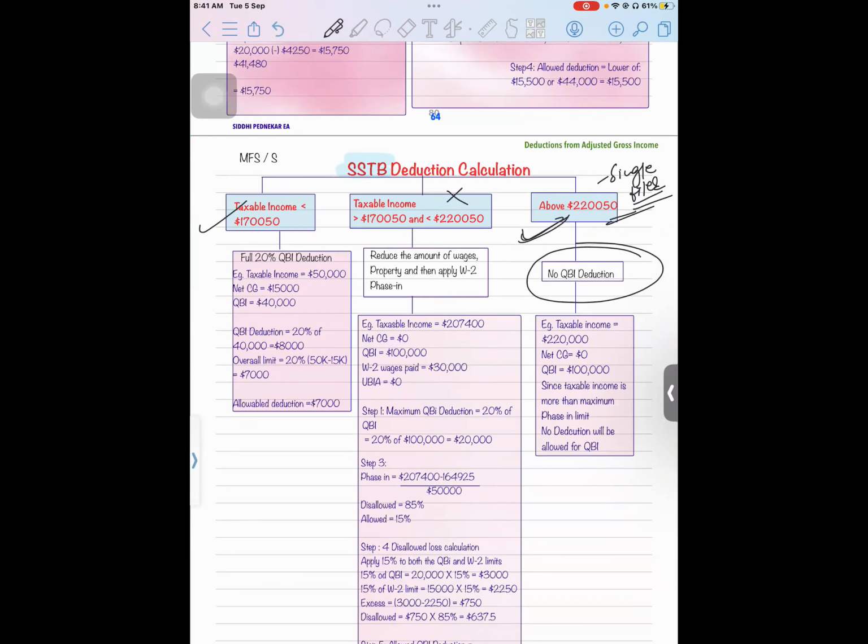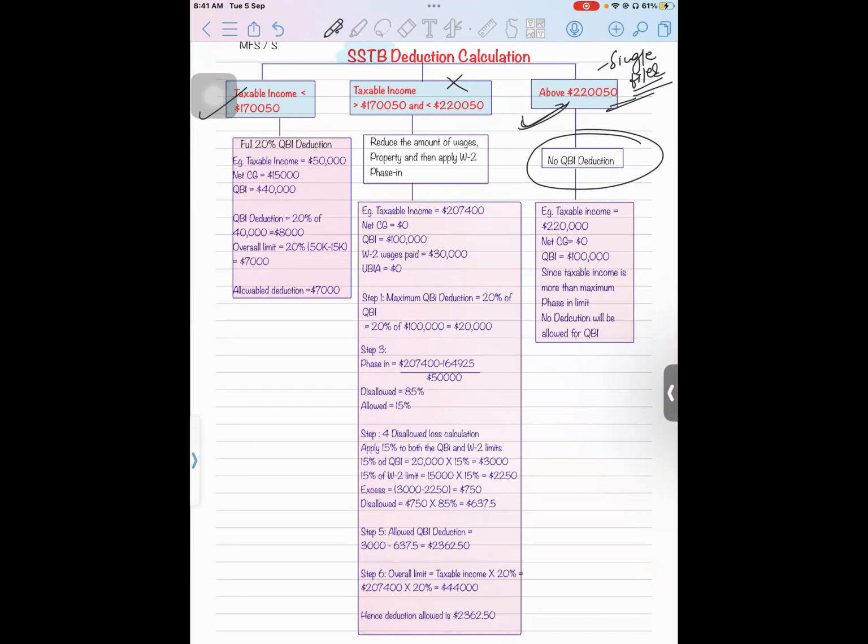Okay, here what is the example? We'll directly jump to the example. If your taxable income is 207,400, same example is there. Net capital gain is 0. Qualified business income is 1 lakh, and the W2 wages which you have paid are 30,000, and the QB unadjusted basis is 0. So step 1, what is your maximum QBI deduction? 20% of your 1 lakh. Okay, so the first step is clear.